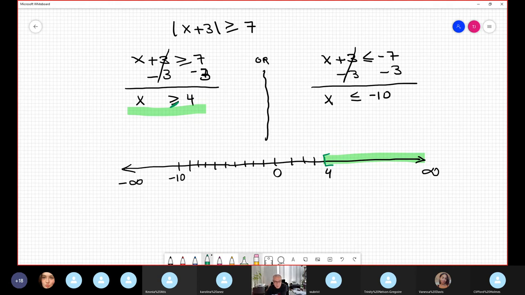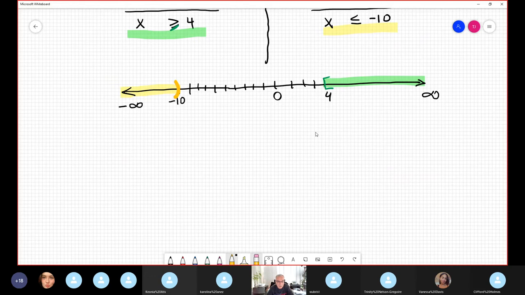Okay, now that part is here, so from negative 10 to negative infinity. Is negative 10 included inside the solution? Of course, include negative 10, because I can see here the equal sign. Okay. And this is the final answer. Yes, why not? However, you say, professor, they always need interval notation in the test.